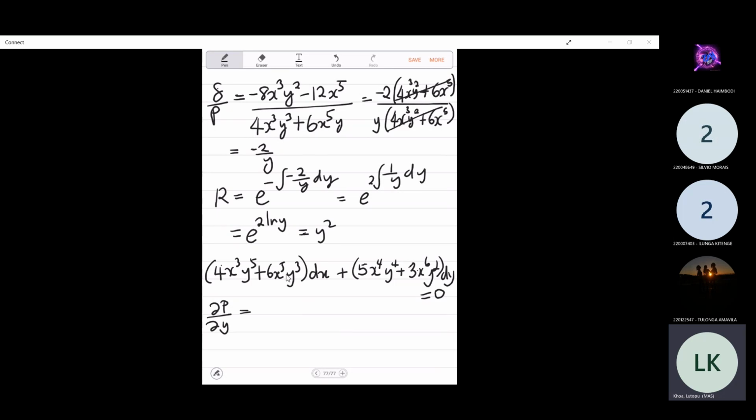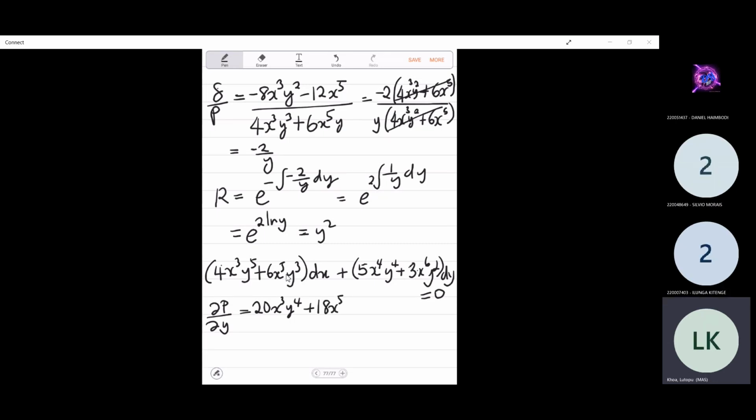So this is our p. We integrate this with respect to y. We have 20x cubed y to the power of 4, and then 18x to the power of 5 y to the power of 2. Then dq dx, this will give 20x to the power of 3 y to the power of 4, and then we have 18x to the power of 5 y squared. So you can see that our two derivatives are equal, therefore it is exact. So this is exact.